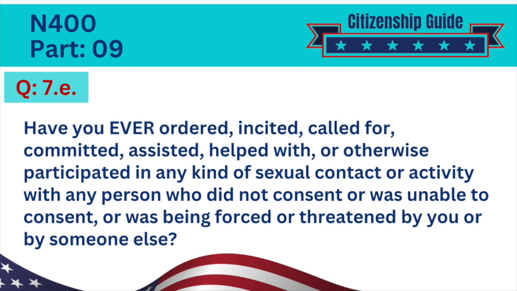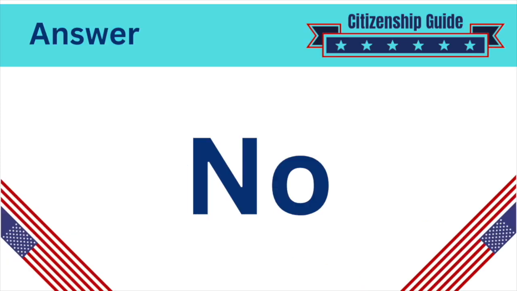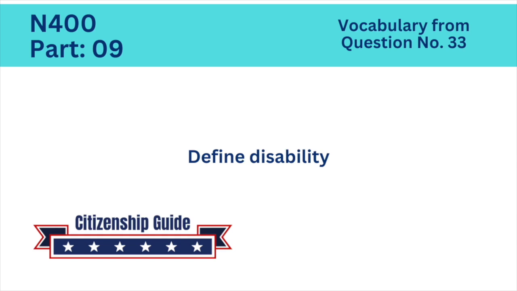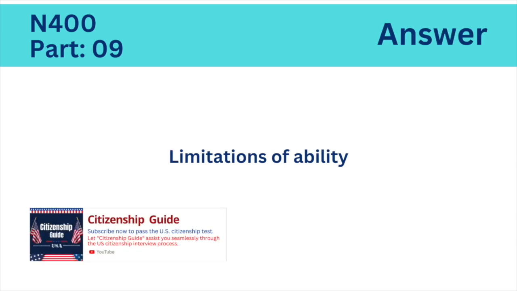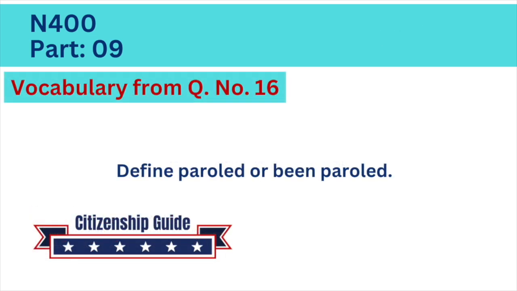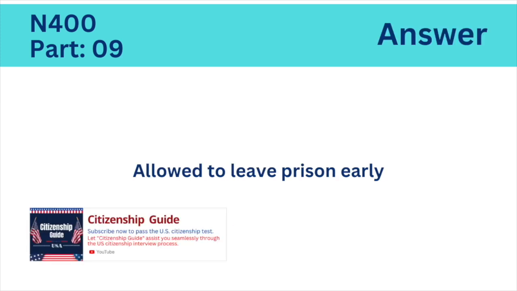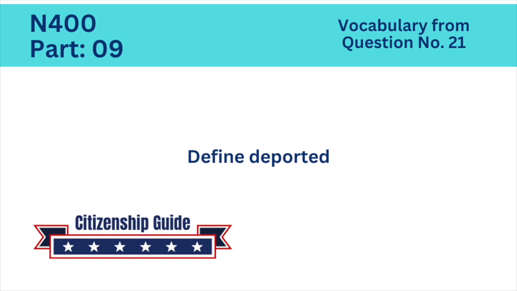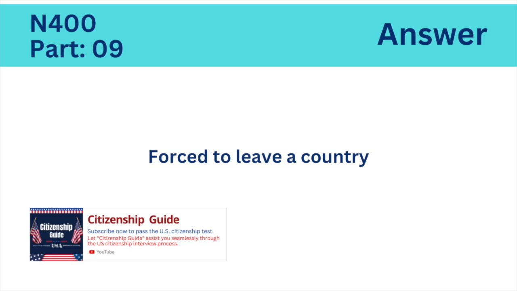Have you ever ordered, incited, called for, committed, assisted, helped with, or otherwise participated in any kind of sexual contact or activity with any person who did not consent, or was unable to consent, or was being forced or threatened by you, or by someone else? No. Define disability. Limitations of ability. Define paroled or been paroled. Allowed to leave prison early. Define deported. Forced to leave a country.